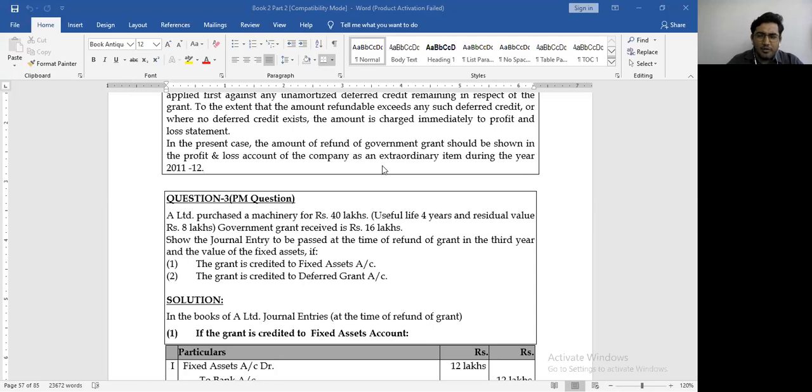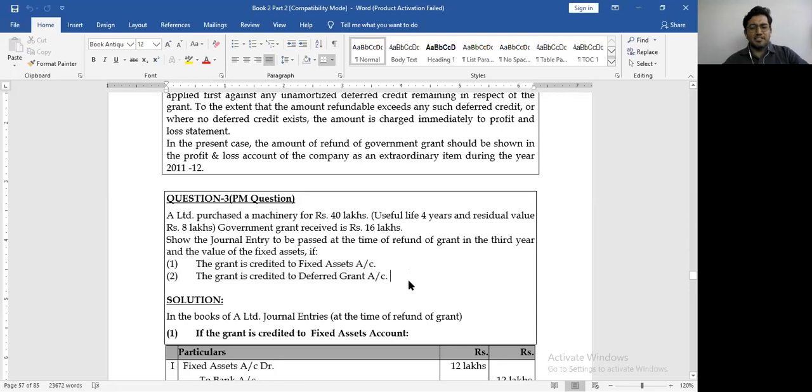What about grant is credited to deferred grant account? What is the approach that they're talking about over here? Income approach. Now, please understand, this is the manner of giving information. This is the way of giving you a hint: if we credit the fixed asset account, we call it the capital approach, and if we credit deferred grant, we call it the income approach. They may not directly say income approach or capital approach; they will give you information in this manner and in this method, right? So please ensure that you understand this carefully.